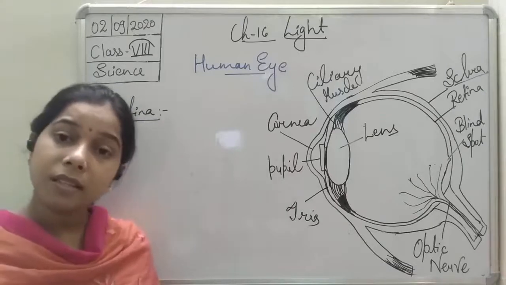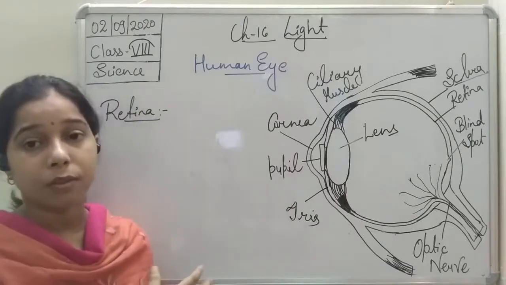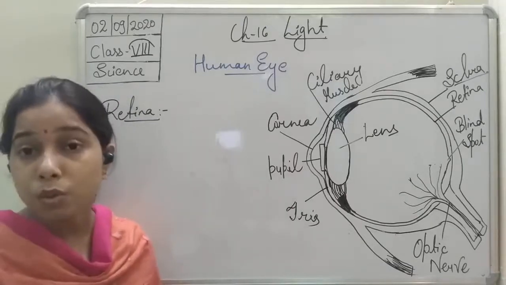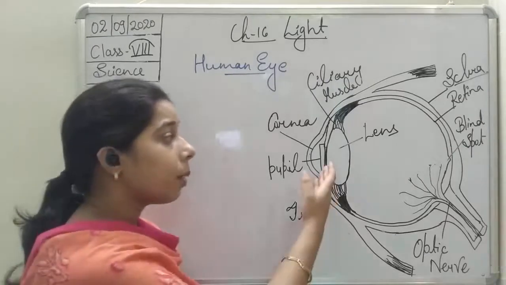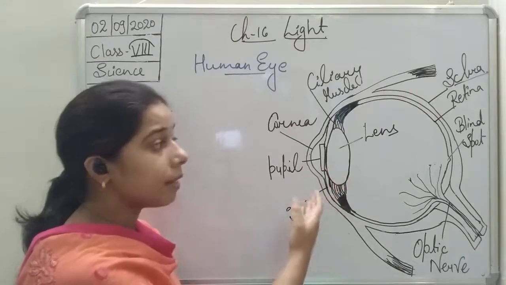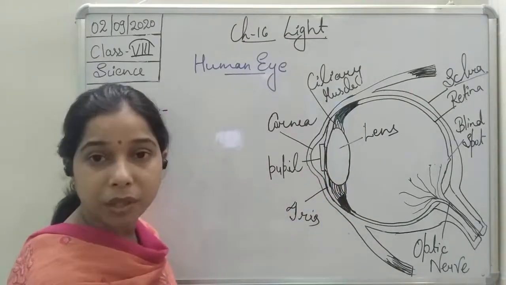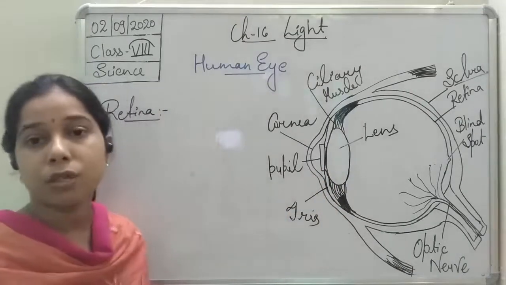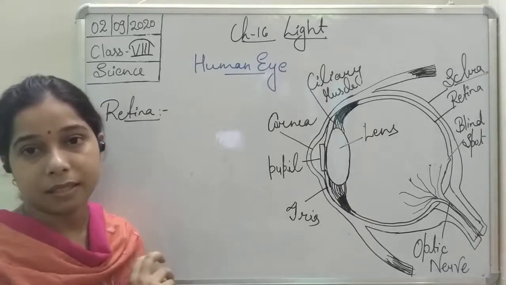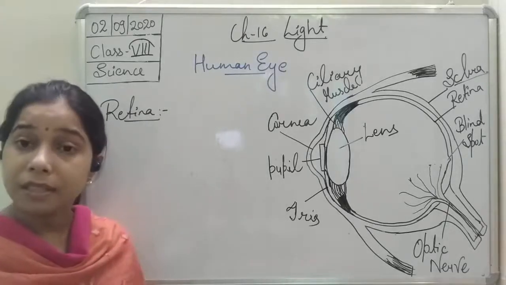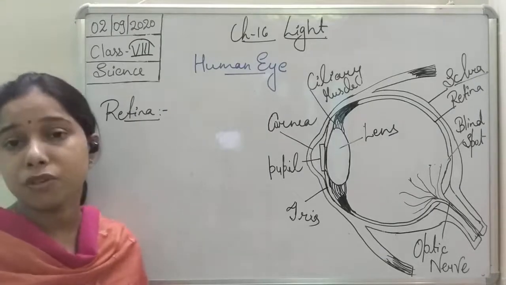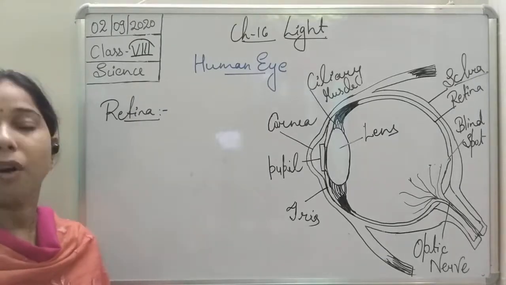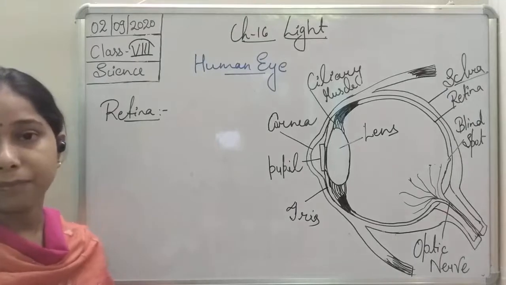Now, if it is the screen, students, what is the role? What is the use of the retina? Basically, when the light rays come to the lens, this lens helps in forming the image, and this image is formed on the retina. So the retina is responsible for the formation of the image of an object in the eye.